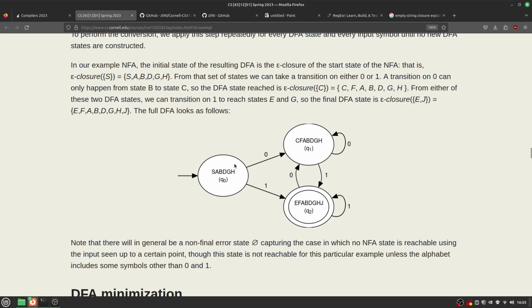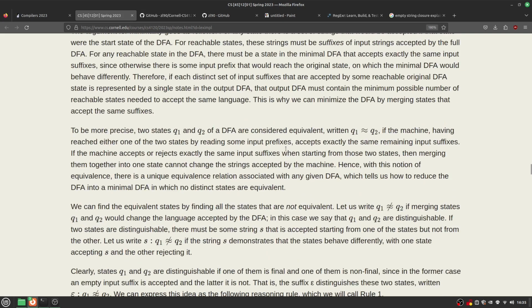I guess because, right, okay, because from Q0, if you take a 0, you end up at Q1. From Q1, if you take a 0, you end up at Q1. From Q0, if you take a 1, you end up at Q2. From Q1, if you take a 1, you end up at Q2. Therefore, these two are equivalent.